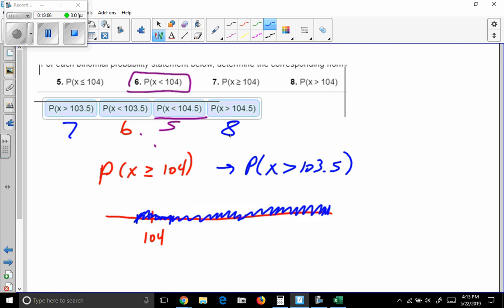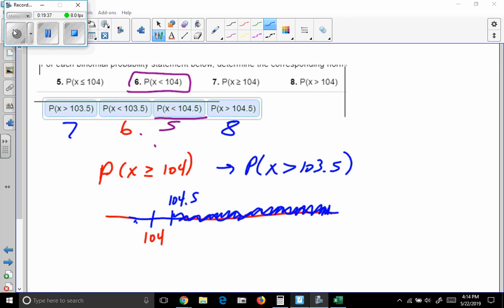So why would that one be 8? If 104 is not included, we wouldn't want to go this far, so we would correct to there a half unit, so that'd be 104.5 and bigger. All right, so that's how the continuity corrections work.